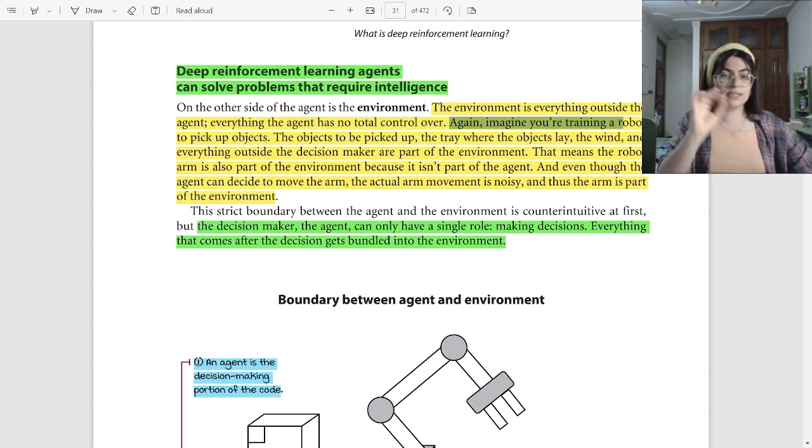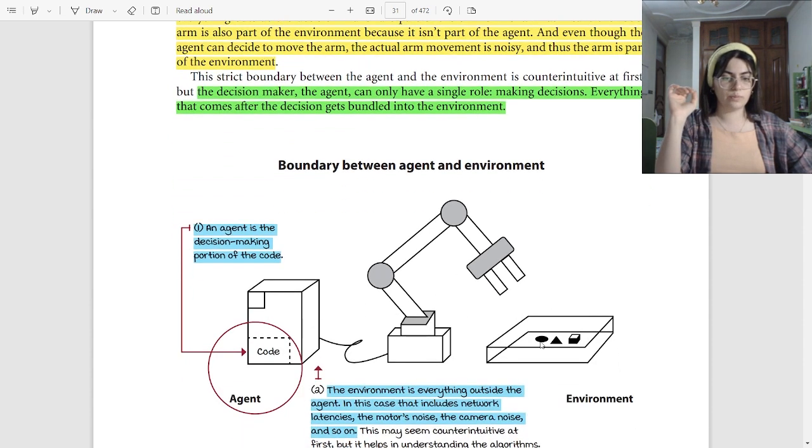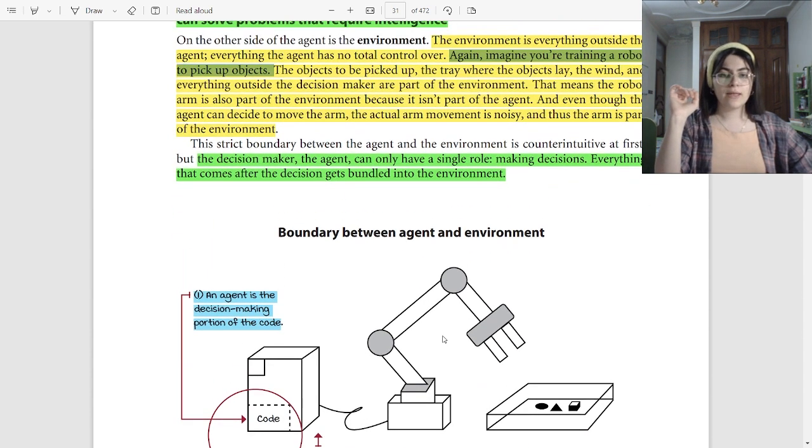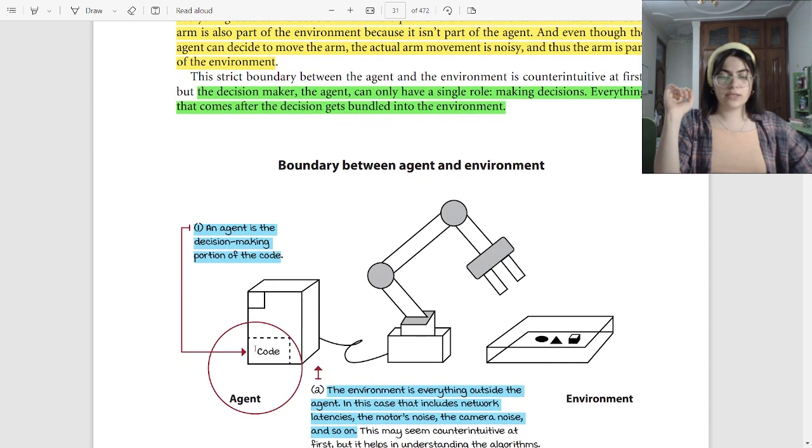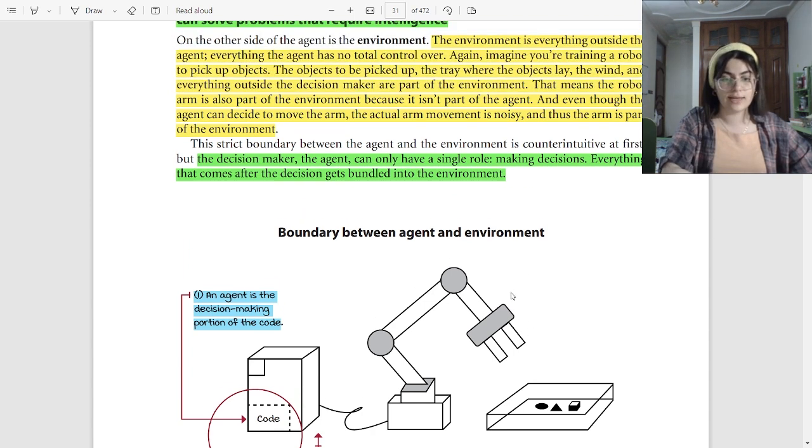And again, it says to imagine you are training a robot to pick up an object. So we have a robot, and we want it to pick some objects here. And here the code is the agent, just the code, which is the decision maker. And anything else is considered the environment. So even the robot's arms and actuators, because they will have some noise and we do not have full control over them, are part of the environment, and they might be noisy and stuff like that. So everything else is the environment.